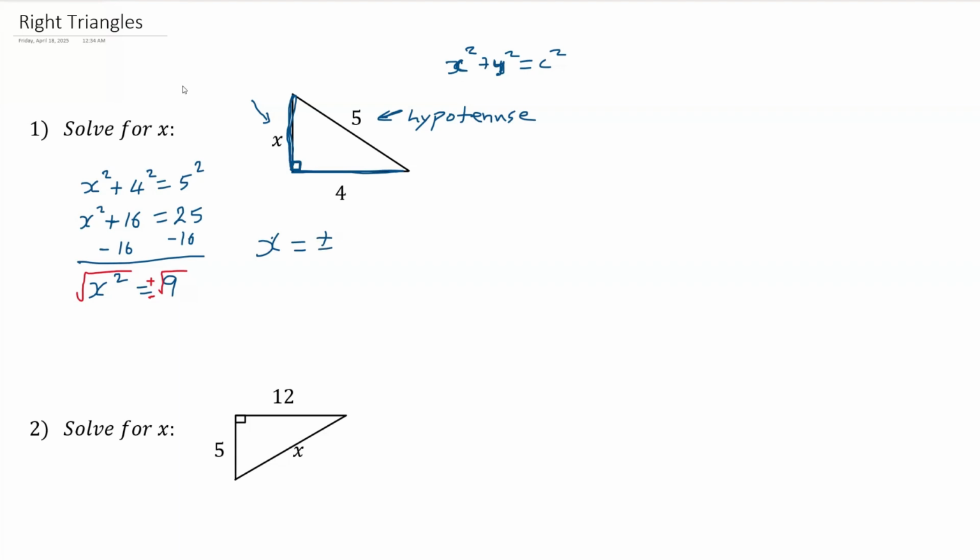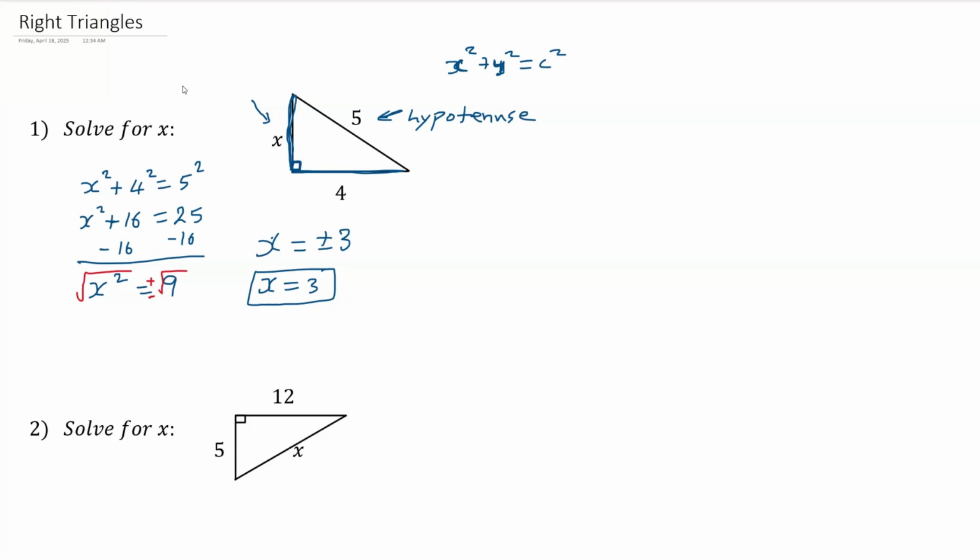But of course, we are dealing with length, so you cannot have a negative length. So we're going to reject the negative and just say x is equal to 3. So the length of x is 3. The point is, you have to memorize the formula, x squared plus y squared equals c squared, where c is the hypotenuse. And you can solve any right triangle as long as you have two sides.